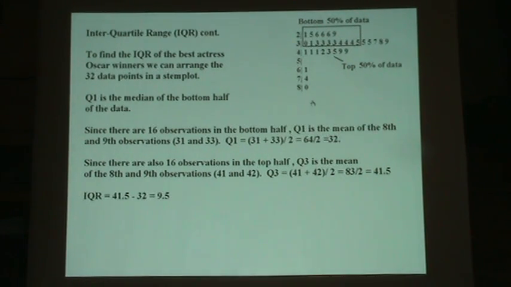Now to get Q3, we have to take the mean of the 8th and 9th score in the top half of the data. This is the top half of the data right here. So it would be 1, 2, 3, 4, 5, 6, 7, 8. So that would be 41 and 42. So the mean of 41 and 42, when we add them together and divide by 2, we get 41.5. And that is Q3, which is right here. So we subtract Q1 from Q3, and we get 9.5, and that is our interquartile range.